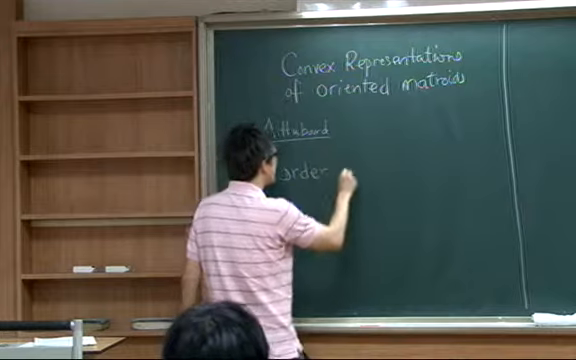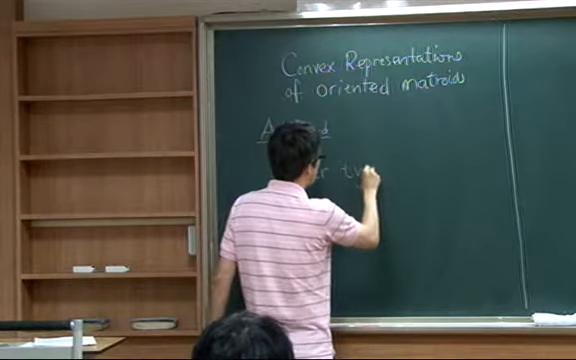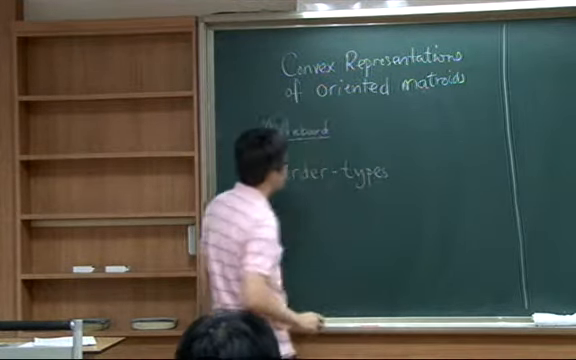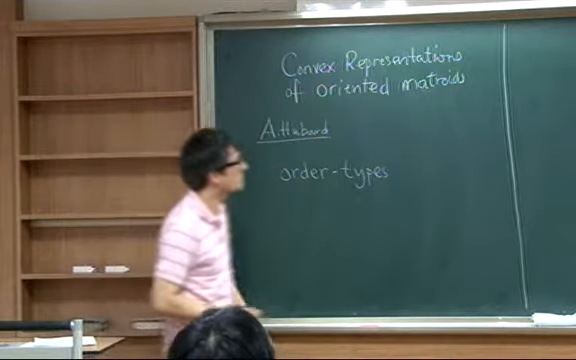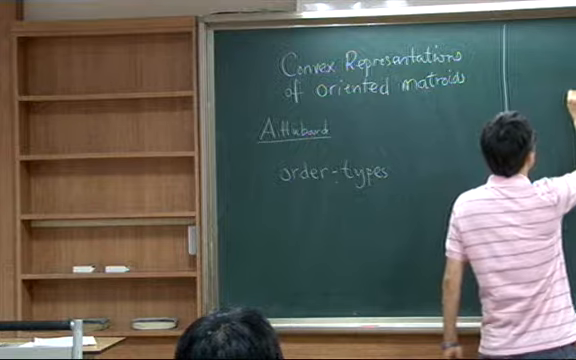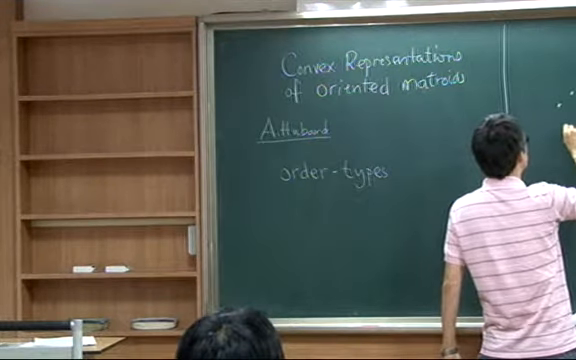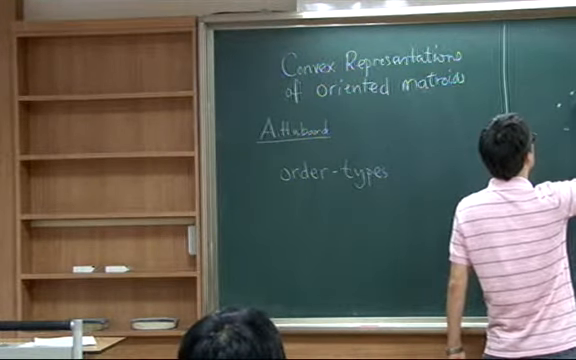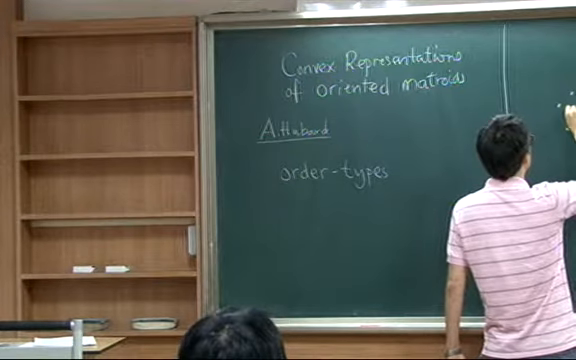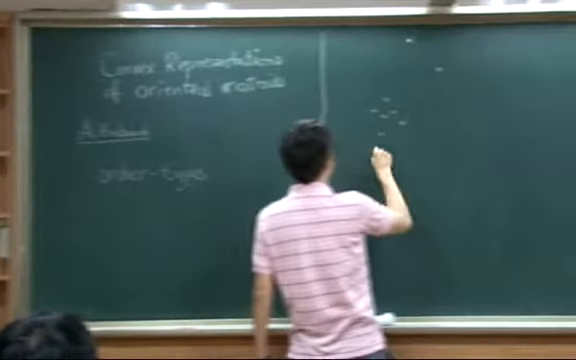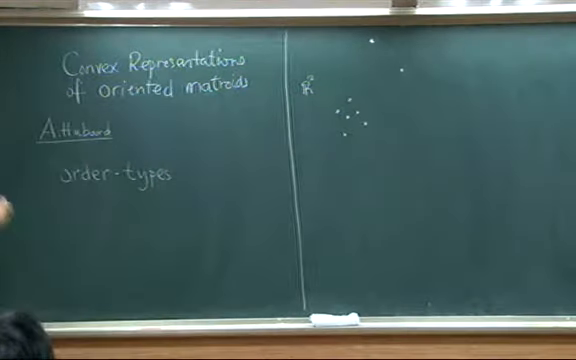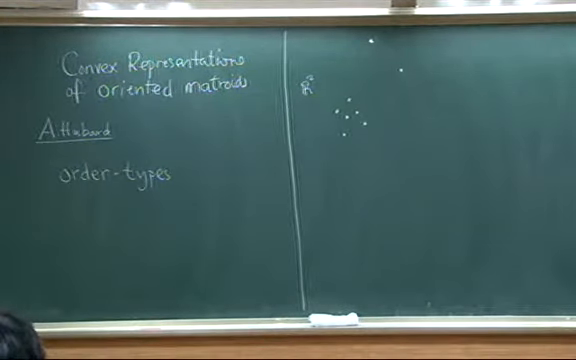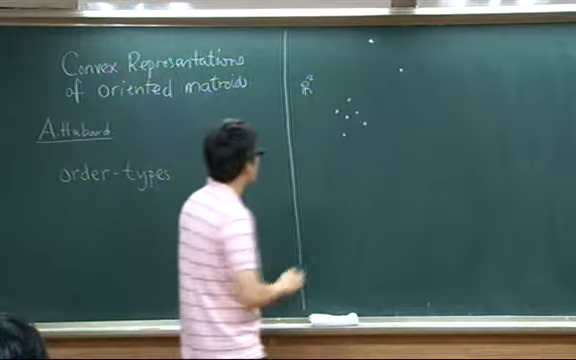So there are several names. Some people call these order types or abstract order types. Okay. So I'll start by explaining what these are. So consider now you have a finite set of points in the plane. Here. This is in the real two-dimensional plane. Okay? Now what does an order type or an oriented matroid, what are we supposed to capture?